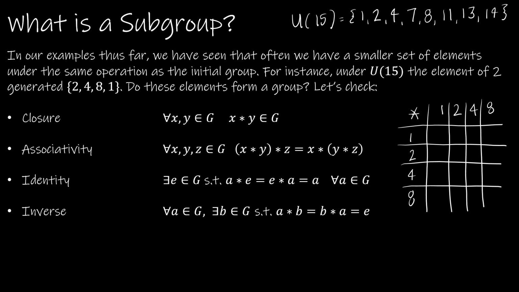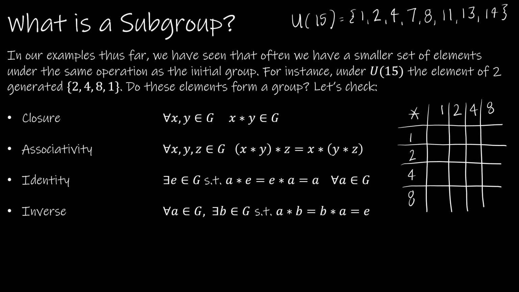But let's just lead into that by taking a look back at U15. U15, if you'll recall, was 1, 2, 4, 7, 8, 11, 13, 14, and that was under modular multiplication. And our question is, does the set generated by the element 2, which was 2, 2 squared or 4, 2 cubed or 8, 2 to the 4th, which was back to the identity under mod 15, do those elements form a group?